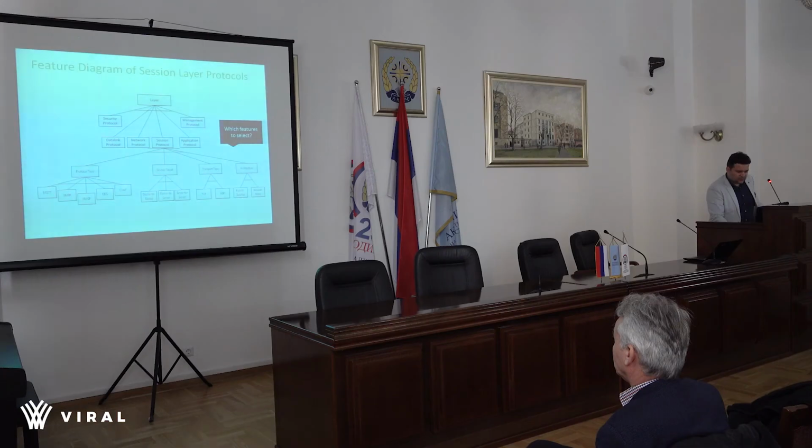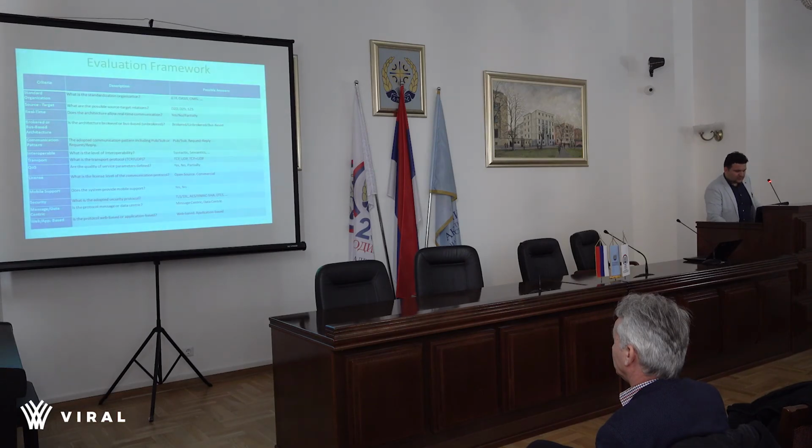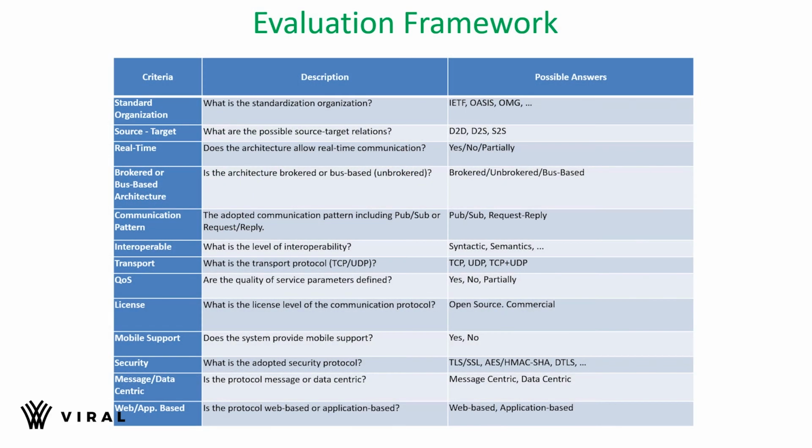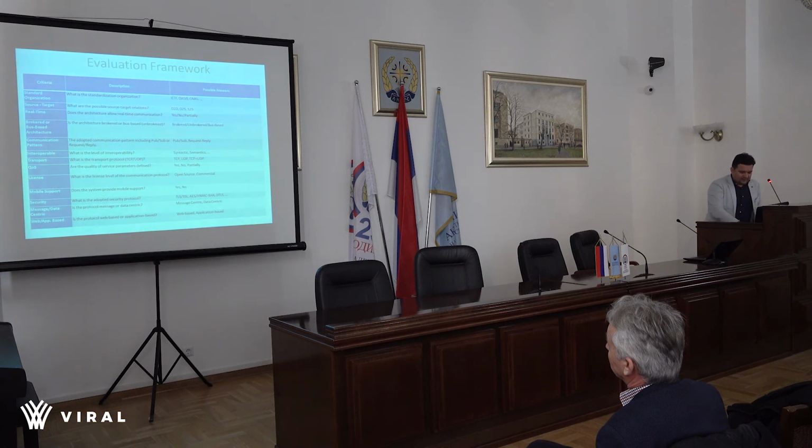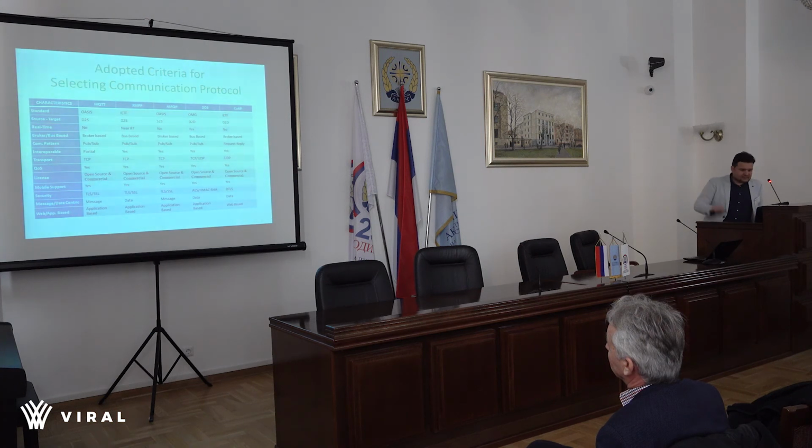So you have to determine which features you should select. For this purpose, we have listed some criteria. Let's say we want to select some of these protocols and, for instance, license. What is the license level of the communication protocol? Security: what is the adopted security protocol? So we have listed all the available answers, and we have come up with this table.